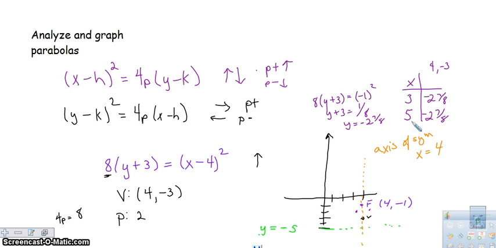Now that I found that other point, and you need to show me this other point that you find, now you can sketch it. I know in Algebra 2 a lot of times you had to find 5 points. We're okay with 3 for right now.